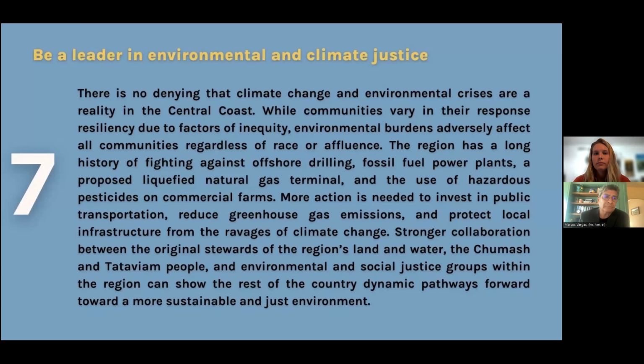Number seven, be a leader in environmental and climate justice. Here we have a chance to live up to our reputation as the home of the modern environmental movement by showing the rest of the countries a path towards a more sustainable and just environment. Towards this, we have a long history of environmental activism to draw from, including more recent successful environmental justice campaigns against fossil fuel power plants, against the creation of a liquefied natural gas terminal off our coast, and to regulate the use of hazardous pesticides on commercial farms.